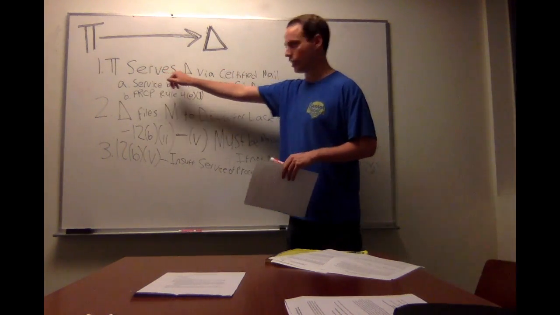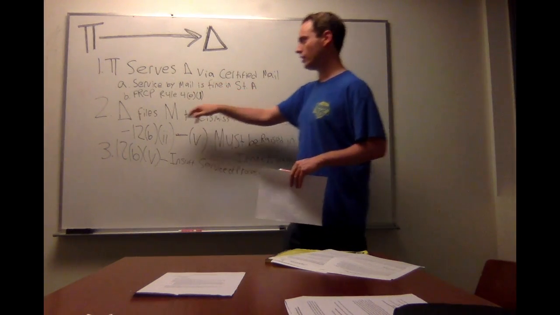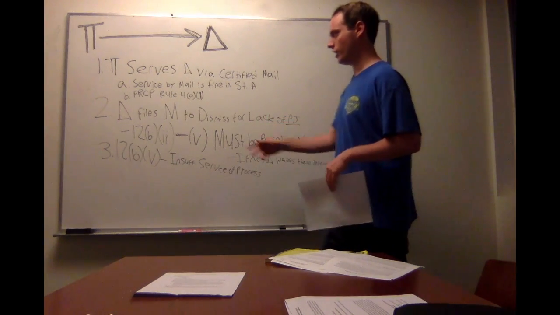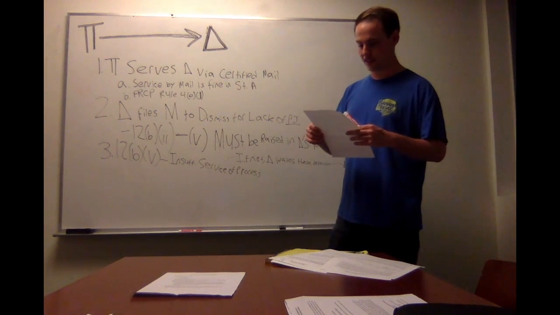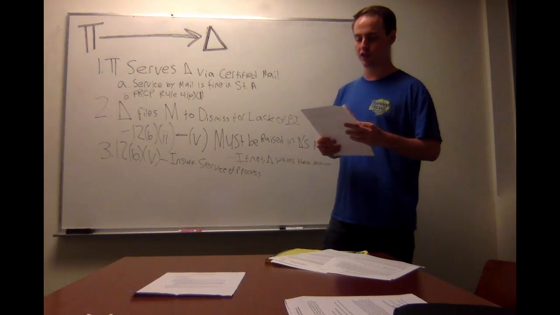I first noted that he served by mail as allowed in State A, and then D files a motion to dismiss for lack of PJ, personal jurisdiction. And that's a 12(b) defense, that's a 12(b)(2). Then it says the defendant filed an answer addressing the merits of the complaint. The answer also contained a motion to dismiss the action for insufficient service of process.